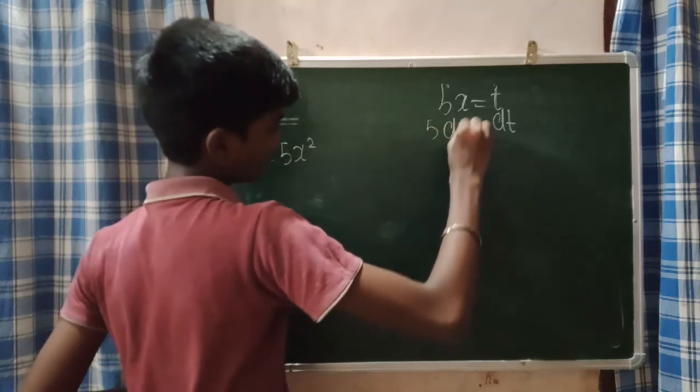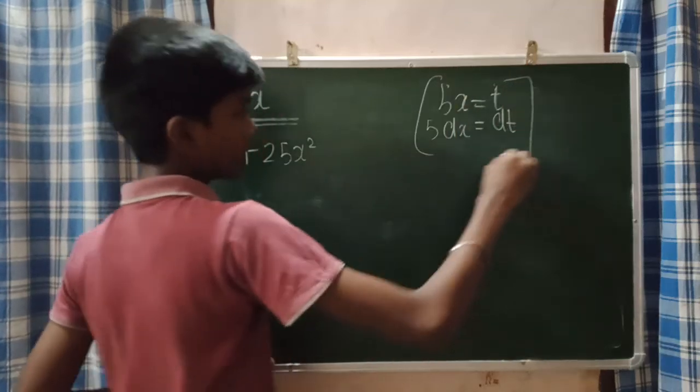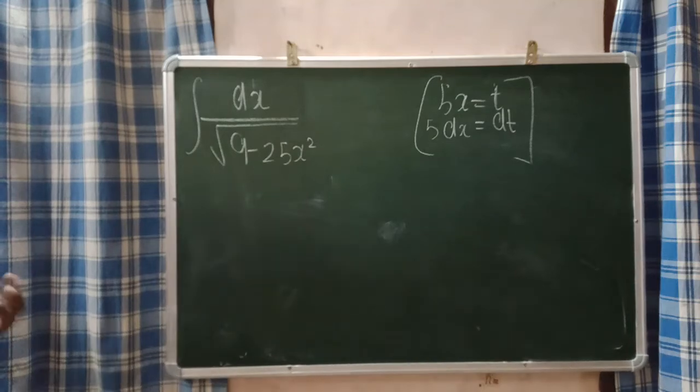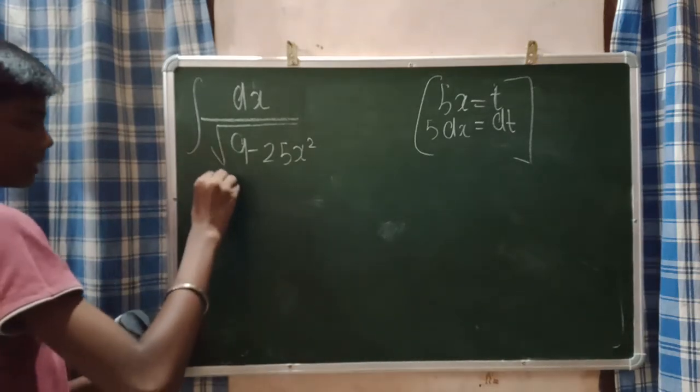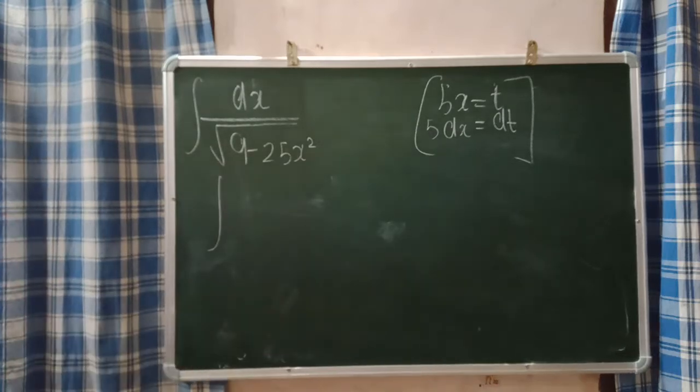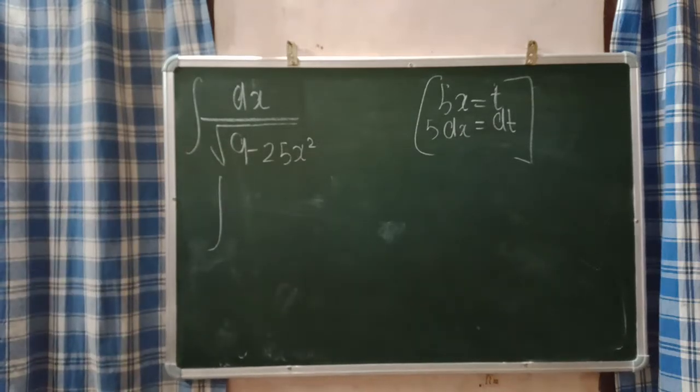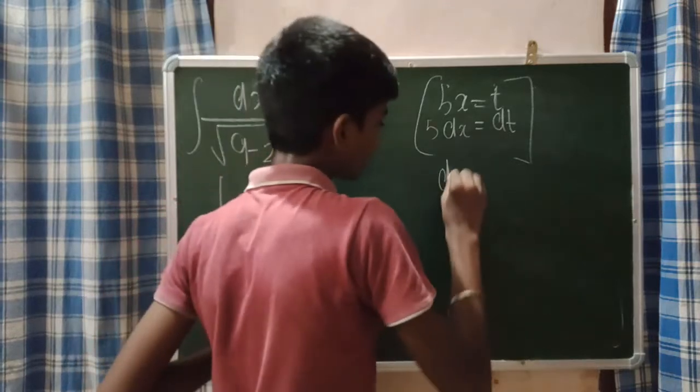dx. When you take 5x as t, then dt will be 5 dx, because the differentiation of 5x is 5, and dx will give us dt. Now apply this in this integral. So integral of dx. As 5 dx is equal to dt, then dx will be dt by 5.